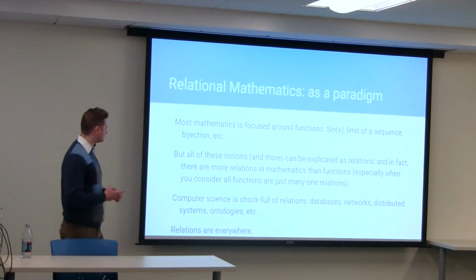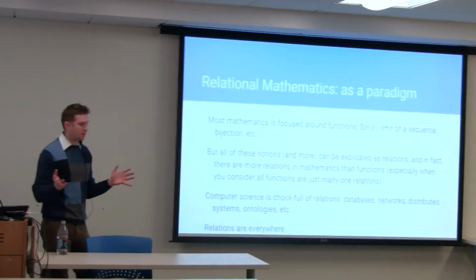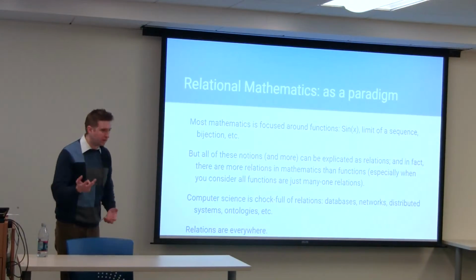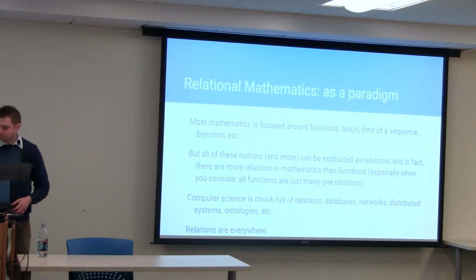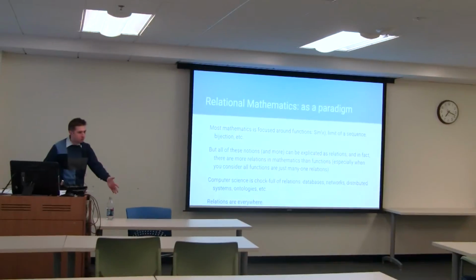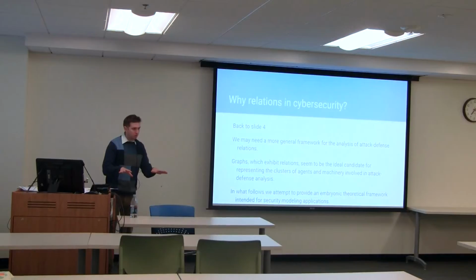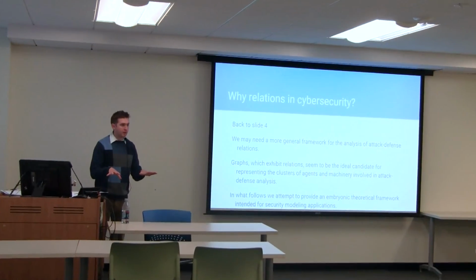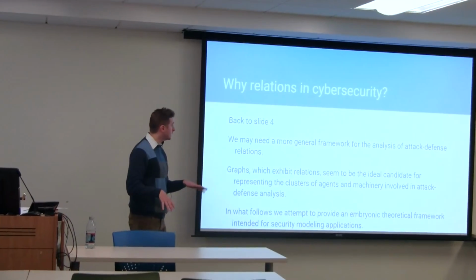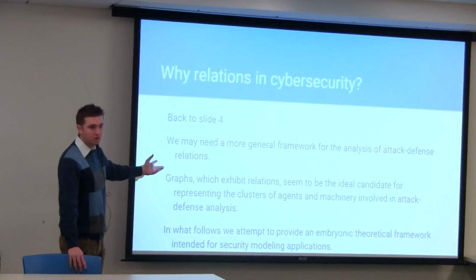When we think of databases, databases are simply collections of relations. When we think of distributed systems, relations; ontologies, collections of relations, and so on. Relations are everywhere. So it's not just math, it's also in computer science. And it's arguably essential to the foundation of computer science that we have an understanding of relations like this. So it's foundational for computer science, foundational for mathematics. Why shouldn't we use it for cybersecurity issues?